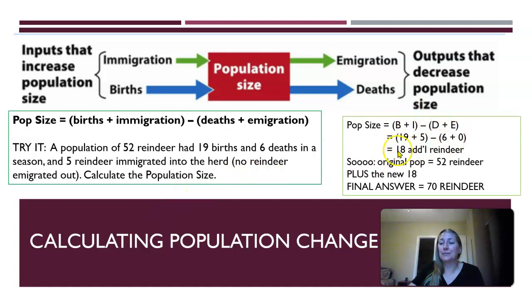B plus I minus D plus E, so 19 births plus 5 immigrants, minus 6 deaths and no emigrants. So do that math. We had 18 additional reindeer, but that's not the population size, because remember, we started with 52 plus the 18 that came from our births and our deaths and our immigrants. So 52 plus 18, your final answer should have been 70 reindeer.